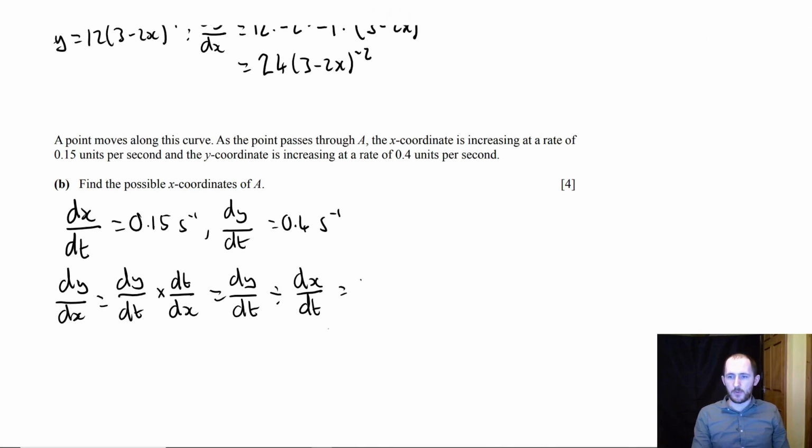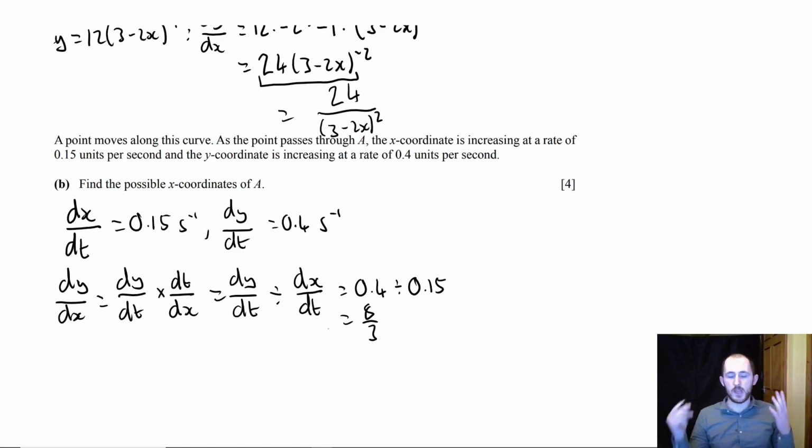So we have 0.4 divided by 0.15, so you could use your calculator, or you should know it's 8 over 3. So we have dy by dx is equal to 8 over 3, and we also know that dy by dx is this thing, which can also be written as 24 over (3 minus 2x) squared. Again, if you remember your rules of indices, so with differentiation and integration, which we're going to cover a bit later, it's a mix of basically everything you know. It's indices, it's algebra, you're going to be using partial fractions, you're going to be doing all sorts of stuff.